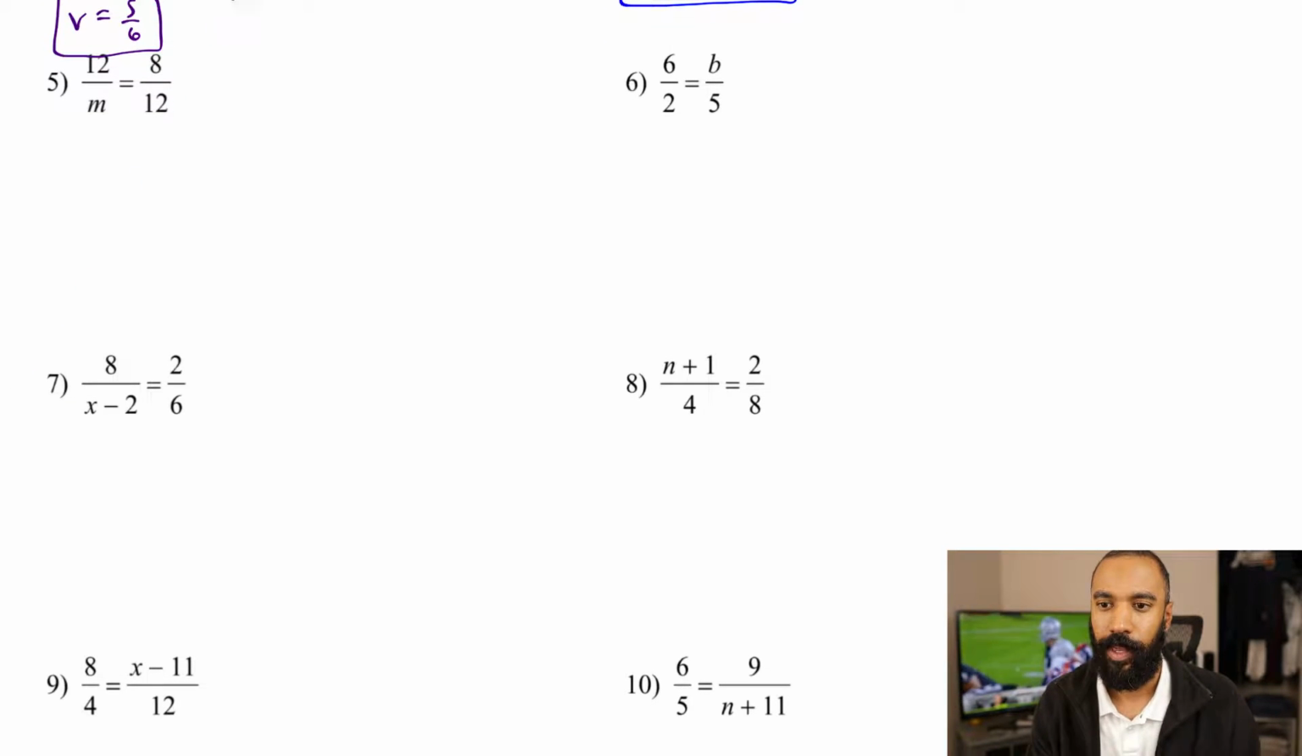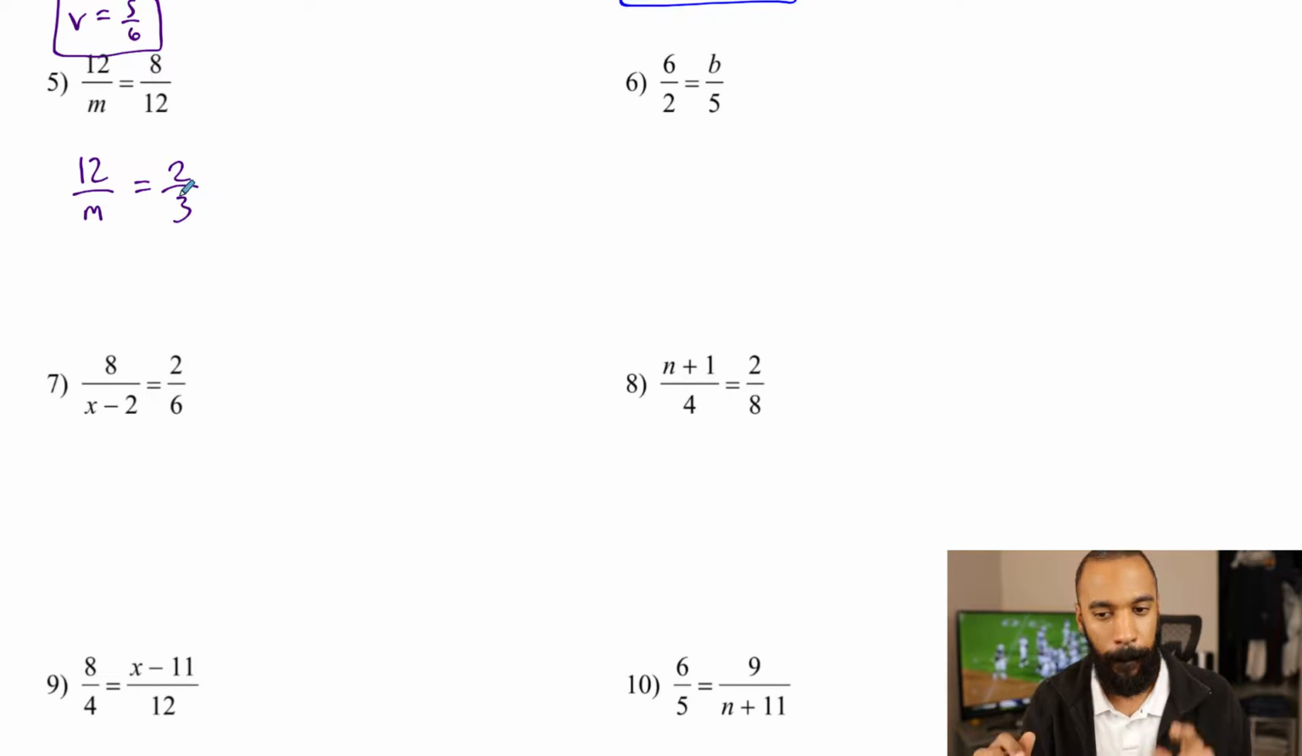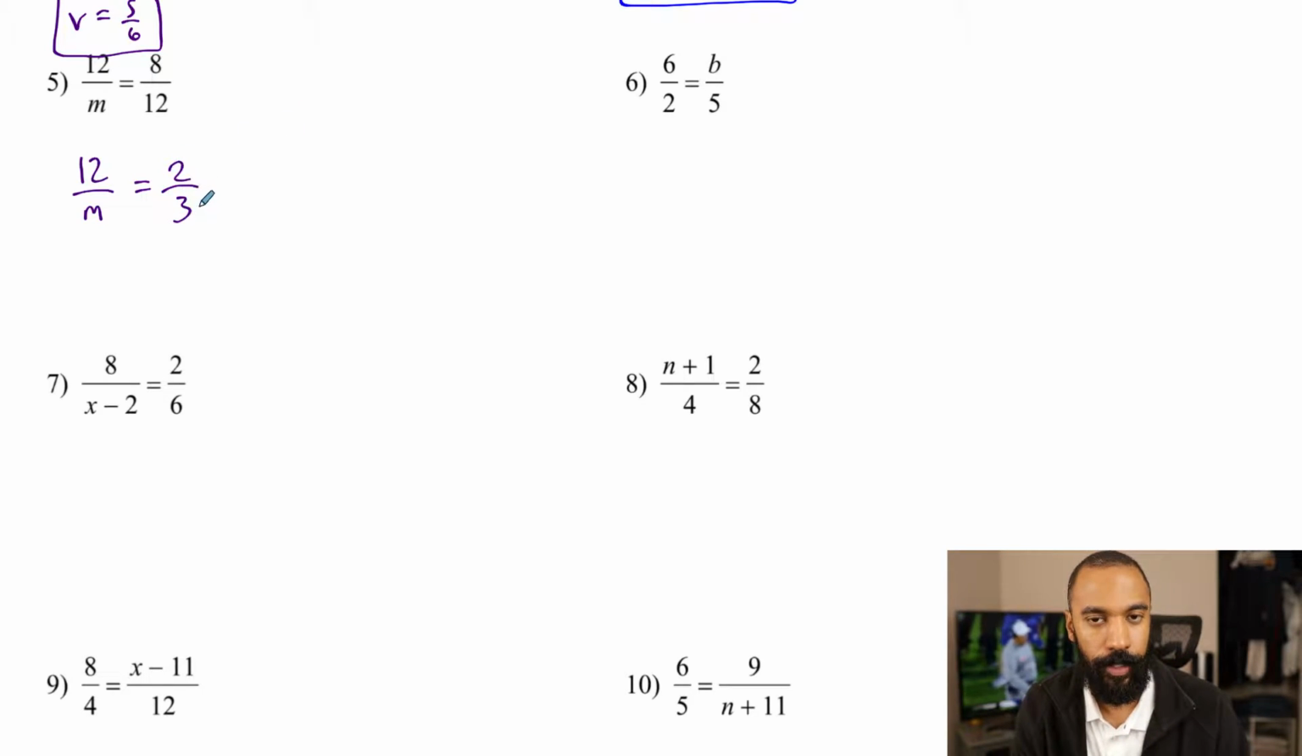Okay, number 5. Now, number 5, we can look to reduce again, and I will. We got 8/12 right here. These can both divide by 4. So that reduces to 2/3. So I have 12 over m equals 2 over 3. Now, 2/3 can't reduce anymore, and clearly 12 over m cannot reduce.